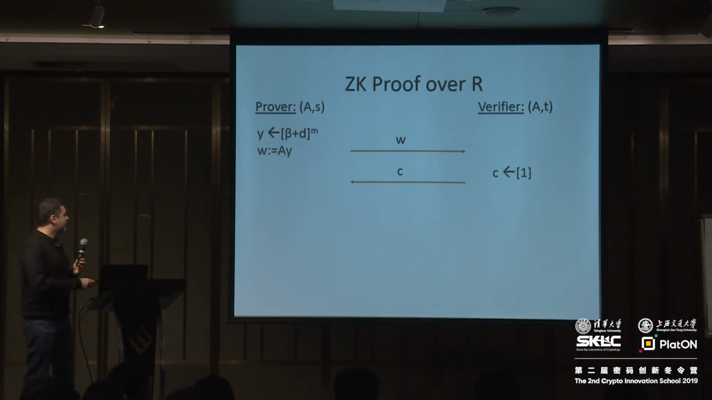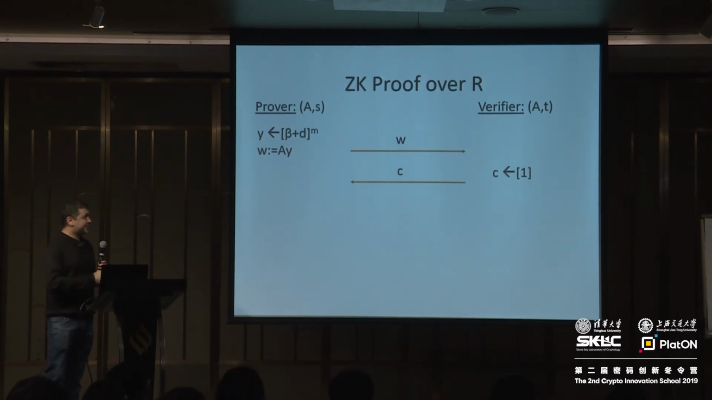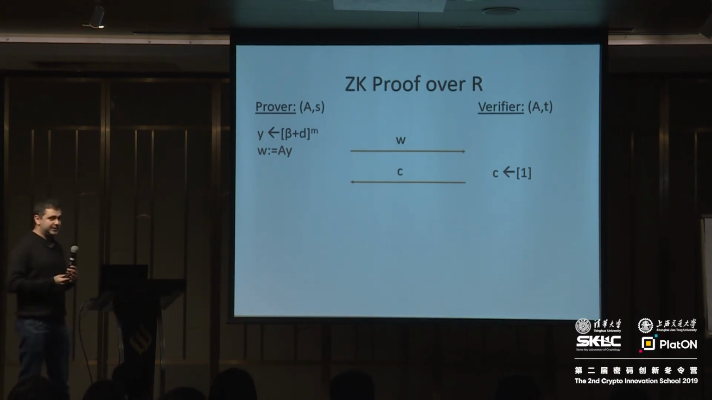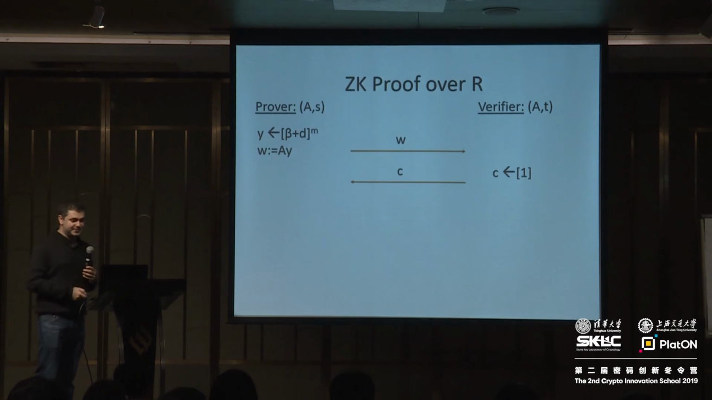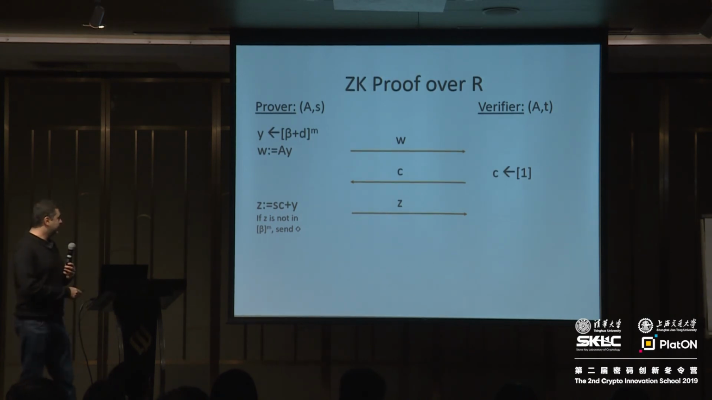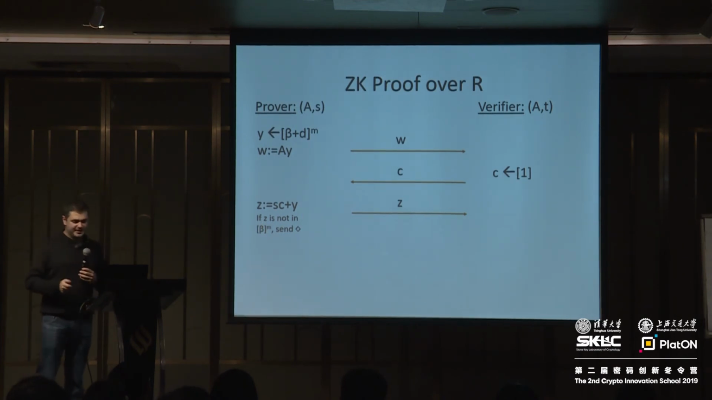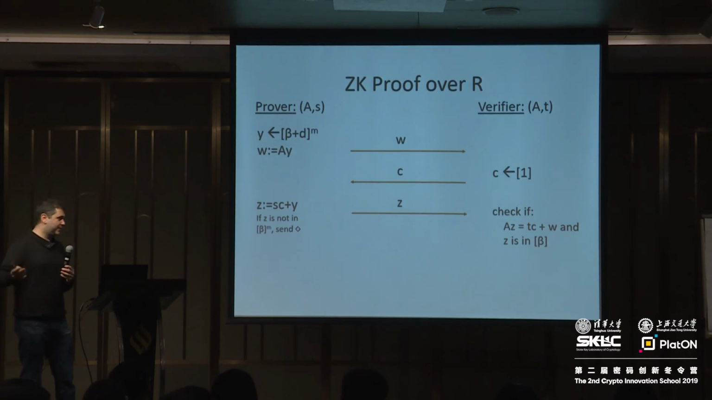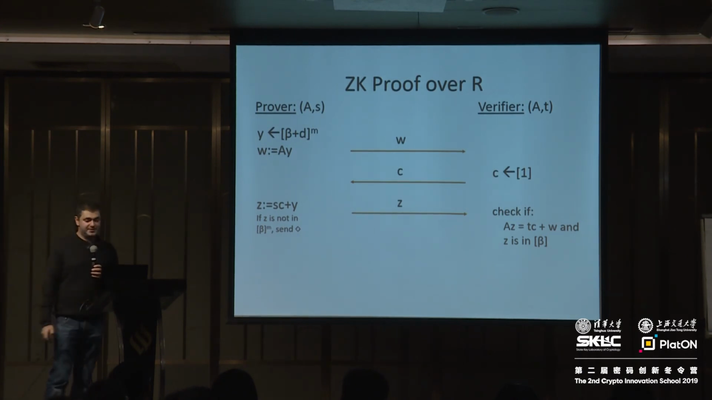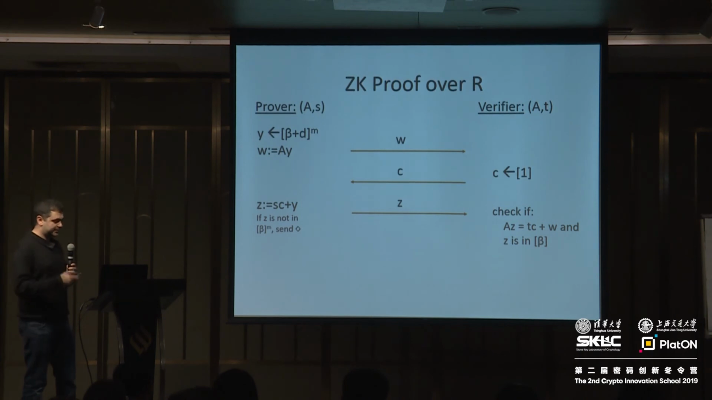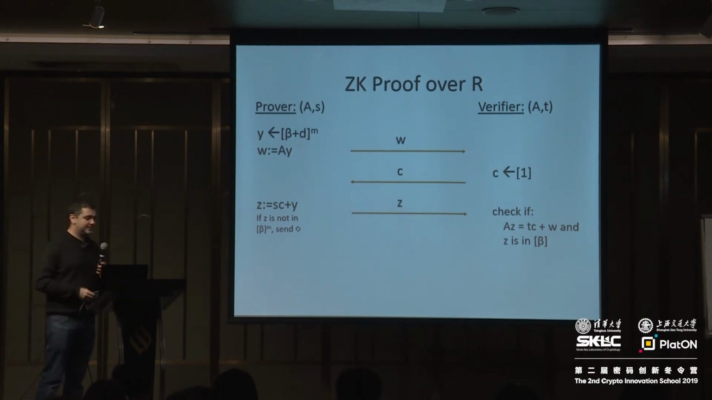You send the w. Then the verifier sends a challenge, which means it sends a challenge in the ring with 0, 1, minus 1 coefficients. There are actually 3 to the d of them, so the challenge space is large. And now z is sc plus y, as before. The multiplication is done over the ring. If z is not in beta to the m, send abort and restart. So again, exactly the same thing as before, but now we're doing it over the ring. And here he just checks if az equals tc plus w, just like before, and that z is in the bound, where beta depends on m and d.